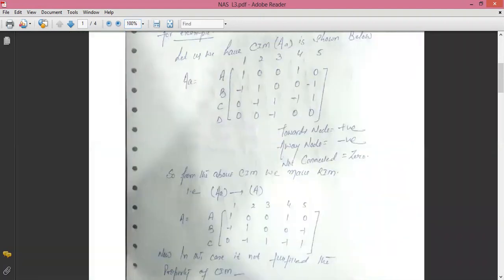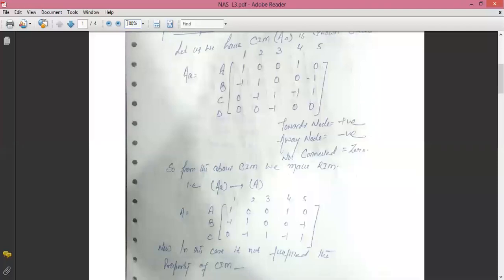This above is the CIM, that is A, B, C, D. Towards the node positive, away from the node negative, not connected is equal to 0. Now, when you convert this CIM into RIM, you have another matrix on the downward side, and you see here there are only three nodes, that is A, B and C. Here, all the entries of this D node, I have deleted from here. So ultimately the matrix I got, this matrix is called the RIM, and this matrix is denoted by capital A.